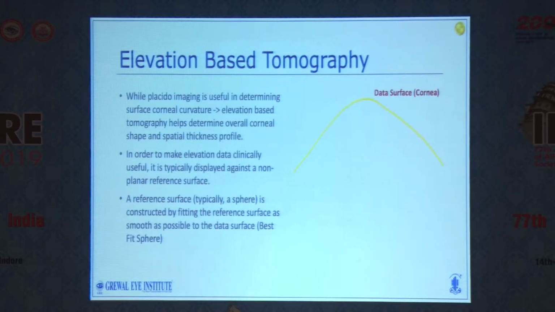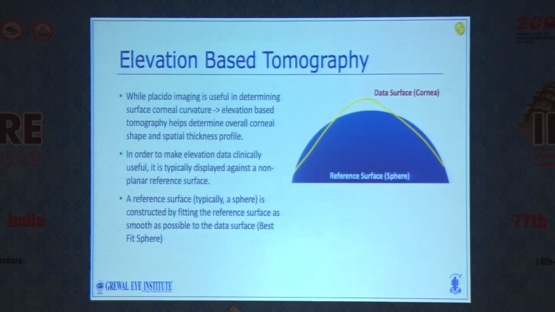Now, while Placido imaging is useful in determining the surface corneal curvature, elevation tomography is what helps determine the overall corneal shape and the spatial thickness profile. In order to make elevation data clinically useful, it is displayed against a non-planar reference surface. A reference surface, which is typically a sphere, is constructed by fitting the reference surface as smoothly as possible to the data surface.